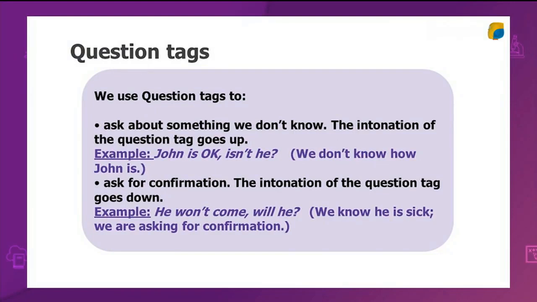Next, we use question tags to ask about something we don't know. The intonation of the question tags goes up. Example, John is okay, isn't he? We don't know how John is. Next, ask for confirmation. The intonation of the question tag goes down. Students, pay attention to the example. He won't come, will he? We know he is sick. We are asking for confirmation.